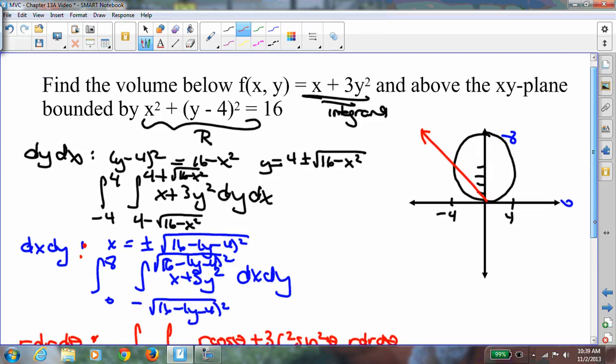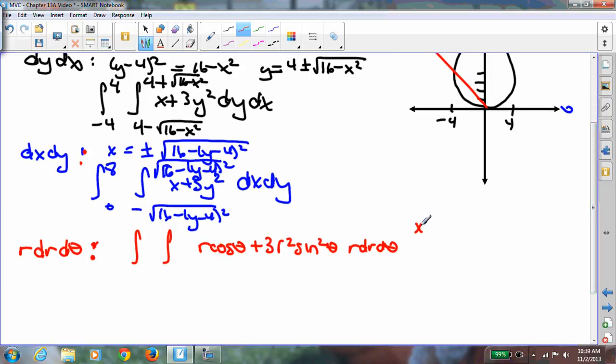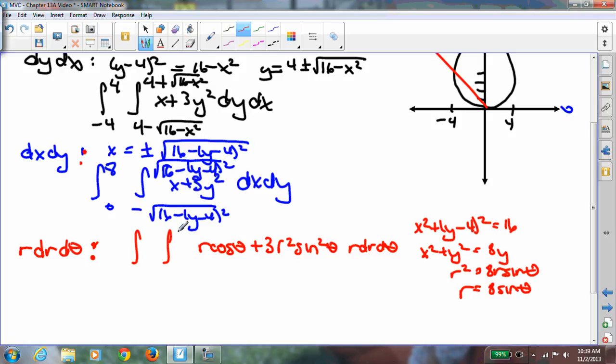The original circle was x squared plus (y minus 4) squared equals 16. So if I multiply this out, I get x squared plus y squared equals 8y. Now converting to polar, that would be r squared equals 8r sine theta, or r equals 8 sine theta. So the upper bound for my r is 8 sine theta, and my lower bound is 0. Now I need the values of theta that trace out the entire circle, which would be 0 to pi. So that is my polar version of the same problem.